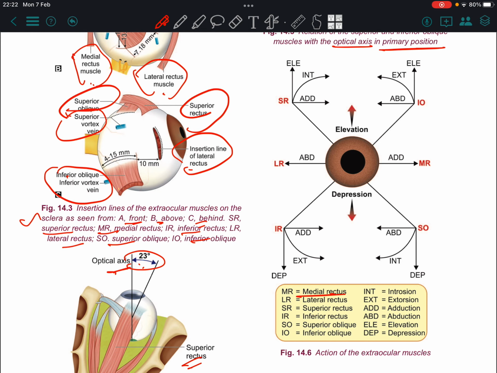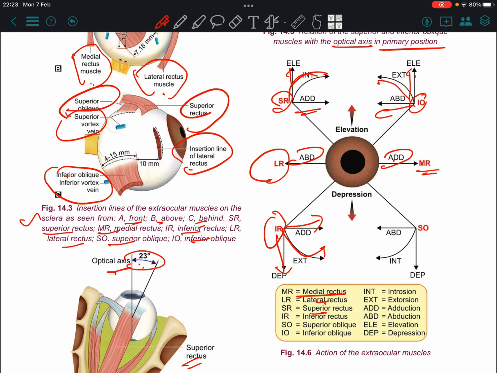Medial rectus, lateral rectus. This one is abduction, this is adduction, medial rectus. Then the superior rectus: adduction, internal rotation, elevation. Inferior oblique is abduction, extorsion and elevation. Then the inferior rectus is adduction, extorsion and depression. The superior oblique is abduction, internal rotation and depression.